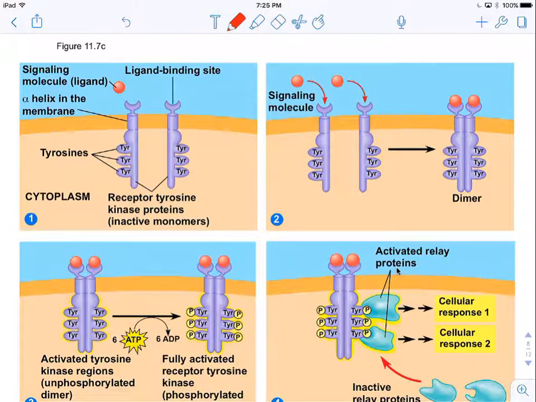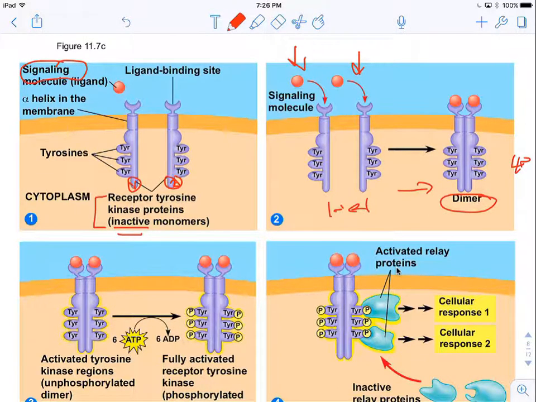So here is a receptor tyrosine kinase. When it's inactive, it's in two pieces, one monomer here and one here. Then our ligand comes in and binds to the receptor in the binding site. This causes these two to come together and dimerize to become a dimer. So we're getting some quaternary structure here.